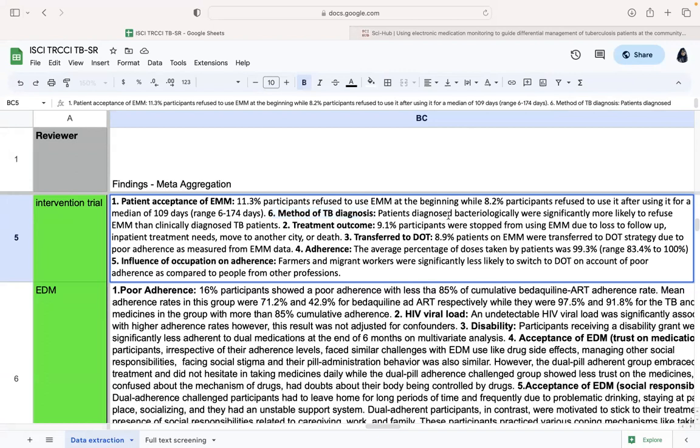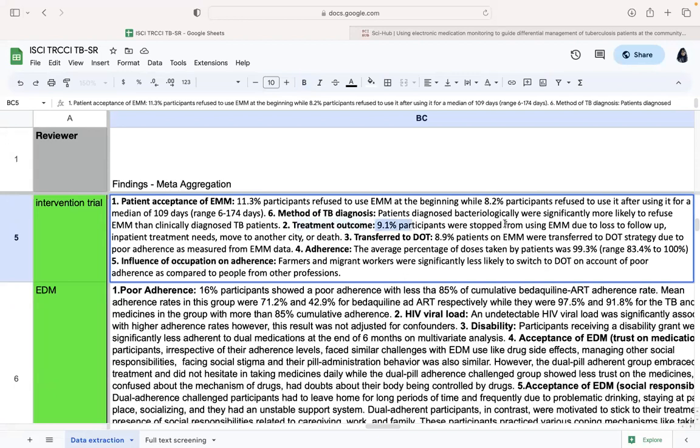So every small piece of information that we get, I will tell you how I added all this information. First, we just want to read what all information I've added. One is patient acceptance. One is method of TB diagnosis. The influence of the method of TB diagnosis on the acceptance of patients towards EMM, right? So this study might have found that patients who were diagnosed bacteriologically were more likely to refuse EMM.